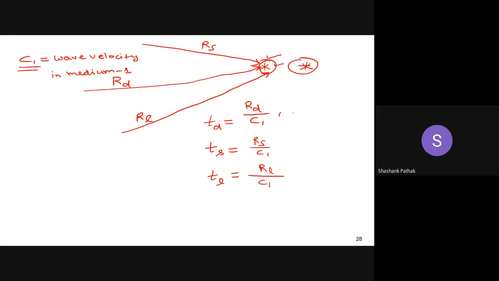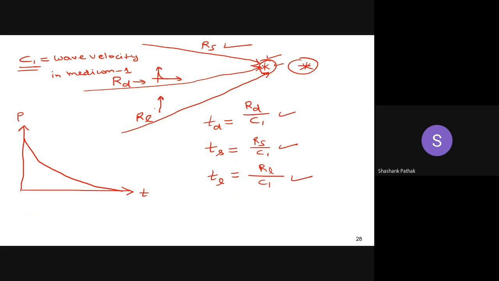So these different waves will reach at different times. So suppose this particular wave is causing the overpressure time history, so this type, there is no rising time, say assume this, something like this. And this one causes another one, and this causes another like this one. Okay, so this is defined by RS type, this is defined by RD type, this is defined by RL type.